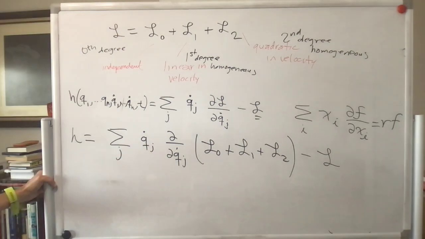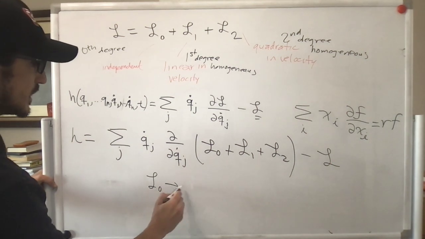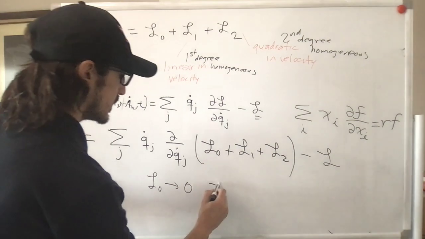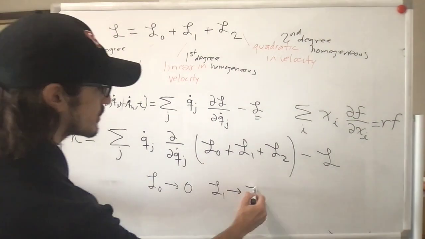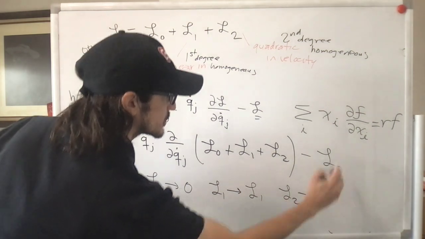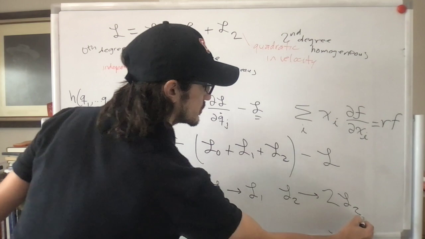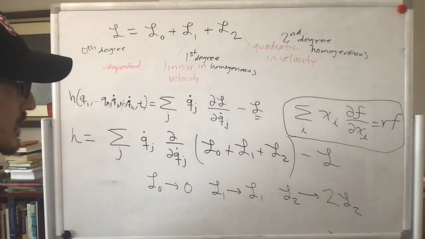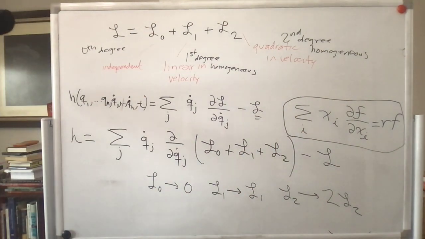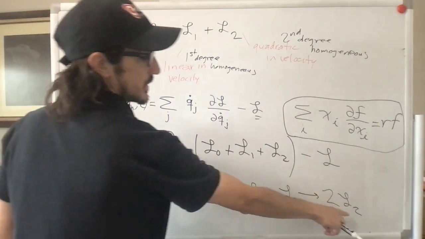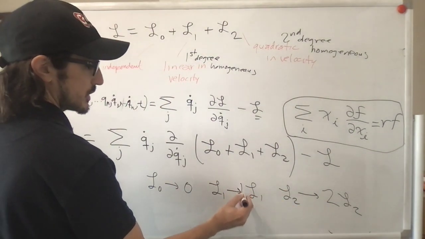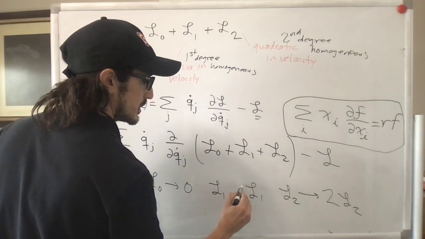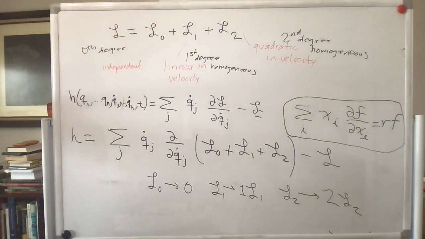So now we're going to use this theorem. This is going to be equal to 0 for L0, for L1 it's going to be L1, and for L2 it's going to be 2 L2, right? So can the r be a function, or is r always a constant? r is the degree, yes. So this is second degree homogeneous. First degree, you can put the one over here. First degree homogeneous. Yes, it is a constant.